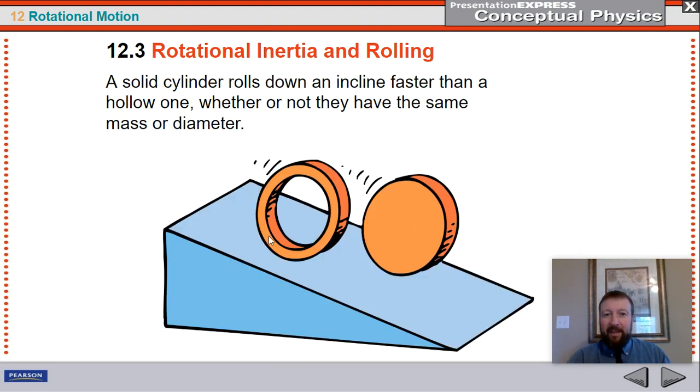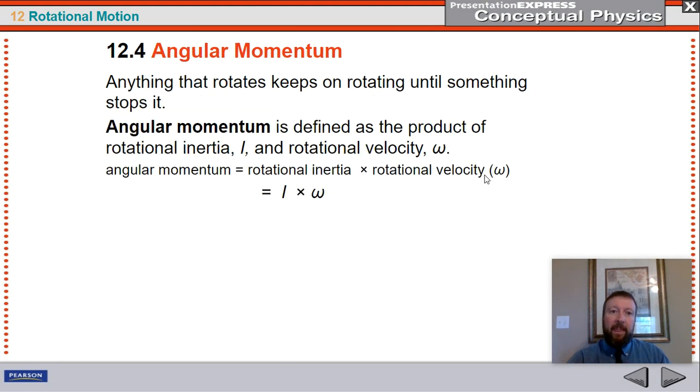Why? Because look at where the mass is. These two things weigh the same, but this is farther away from the axis, which would be right in the center. So it has more rotational inertia, which is going to cause it to roll down the hill or the incline slower than a solid disc, even though it has the same mass, because the solid disc has its mass closer to the center. We would talk about the same thing on a bike tire, or a cylinder versus a hollowed out pipe. They would end up doing the same thing. The farther away, the more rotational inertia you have, the slower it's going to roll.